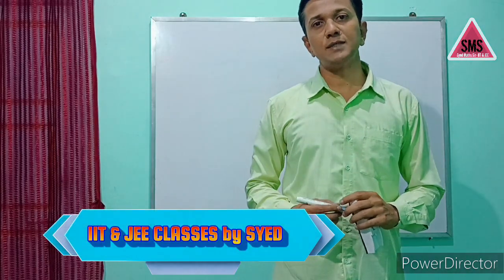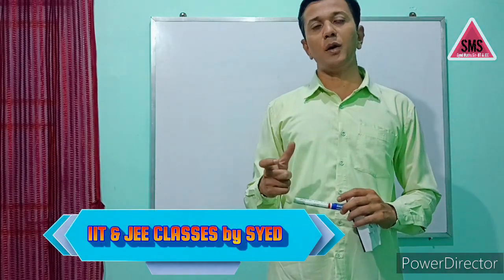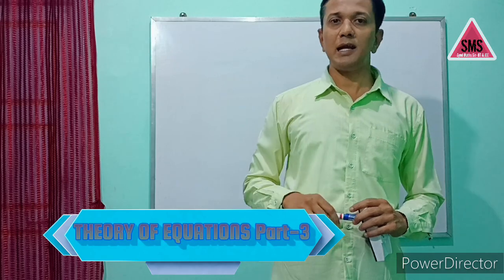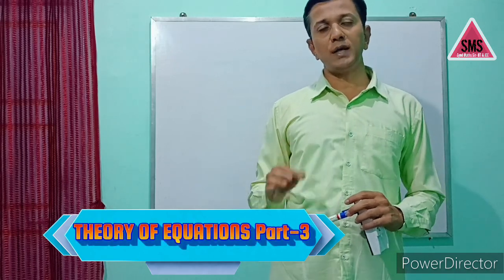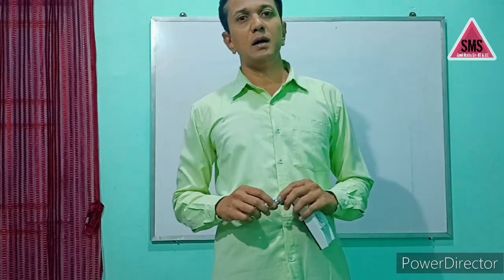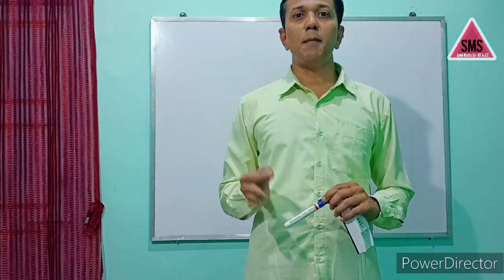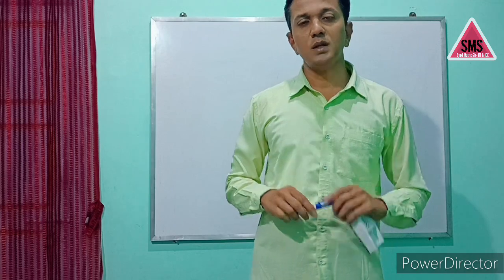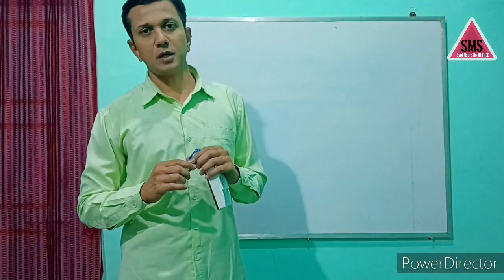So in the last class we have seen the behavior of a polynomial function using the leading coefficient. In today's session we are going to see the same behavior of a polynomial function using multiplicity of zero. So what is this multiplicity of zero all about?